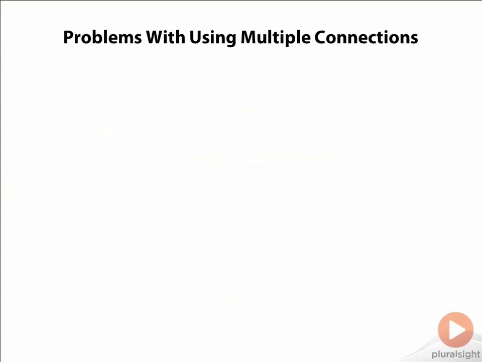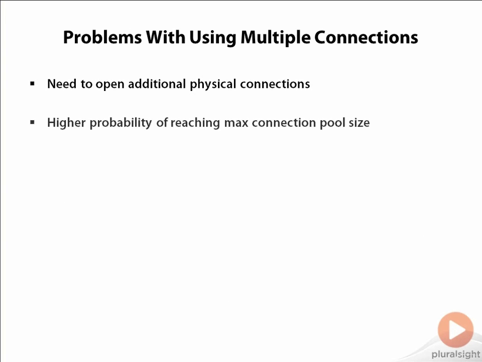And by now, you can guess the problems that are associated with this. We are probably going to have to open additional physical connections to Oracle, and as we know, this will take longer for whichever threads end up having to open those connections. And we are much more likely to be close to our maximum pool size, because we've effectively doubled the number of connections it takes to get this segment of work done. So if we have a really busy application, we may encounter some situations where the pool is at maximum pool size, and some of our threads end up blocking, waiting for a connection to become available in the pool.